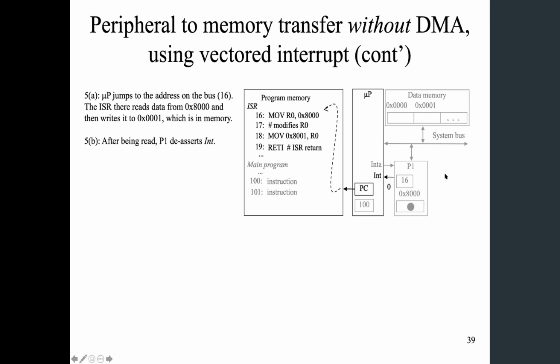Now it's different from what we saw before. In this case, what we want to do is to move the data from the peripheral to memory. And memory is addressed in units of bytes. So we have this byte and the next byte and so on. We have thousands, millions of bytes in here.